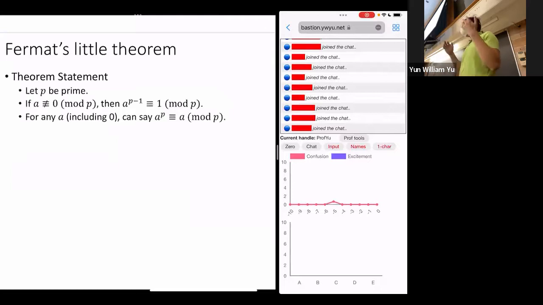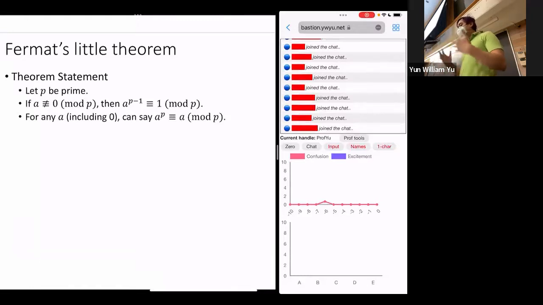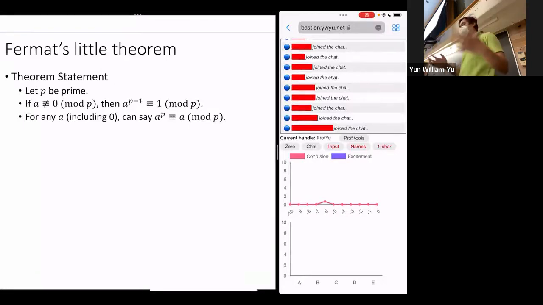The statement is, if you let P be a prime number, so this is a condition, something you need to be true for the theorem to matter at all, and if A is not congruent to 0 mod P, then we know that A to the P minus 1 is congruent to 1 mod P. You can also rephrase it slightly differently: for any A, including 0, A to the P is congruent to A mod P. But that's just a special case, because 0 to any power is always equal to 0, so you can't get 0 to some power equal to 1.